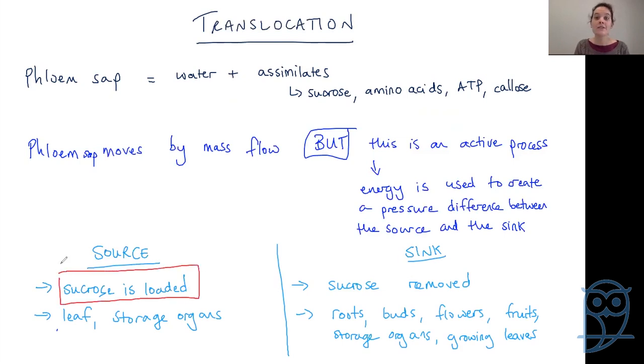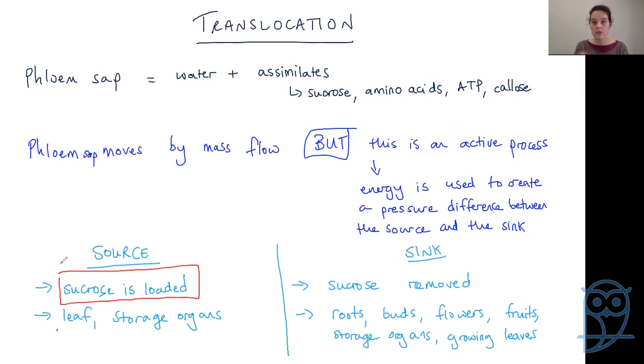Sucrose is actively loaded into the phloem. That then causes the water to follow, and then we have a creation for mass flow. And then we get mass flow from the source to the sink. So it doesn't matter where in the plant that sink is. If the sink changes location, if the source changes location, it doesn't matter. Because the source is always going to be working in conjunction with a sink over a pressure difference.